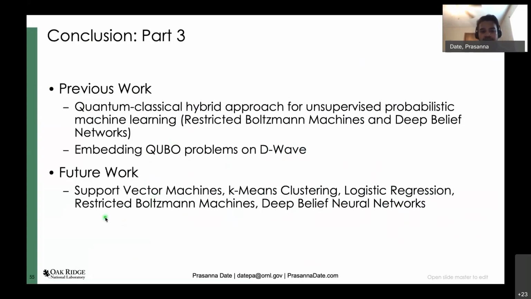You see RBMs and DBNs again here because I would really like to have a purely quantum approach as opposed to a quantum classical approach for training RBMs and DBNs.